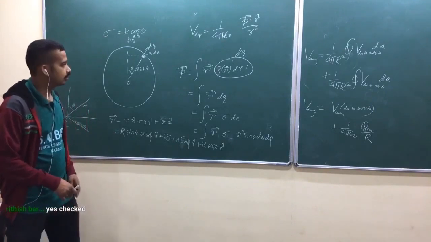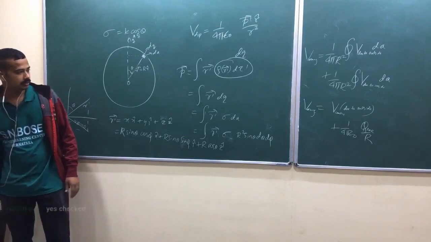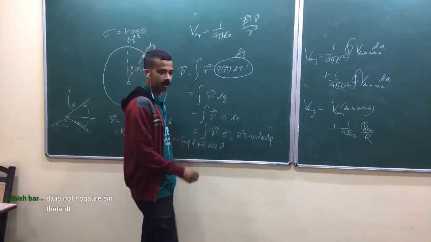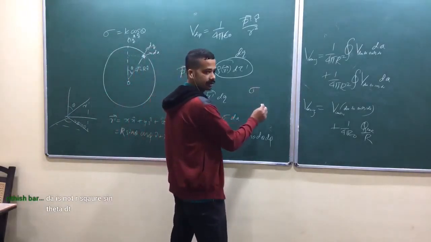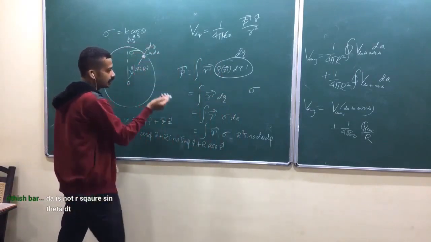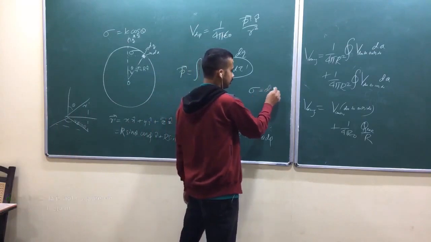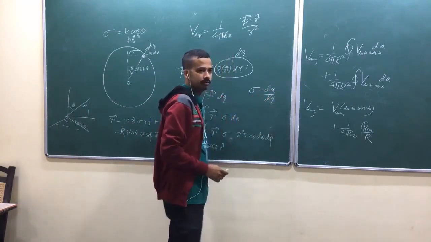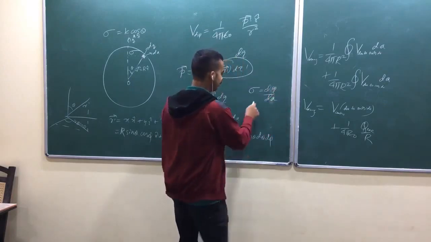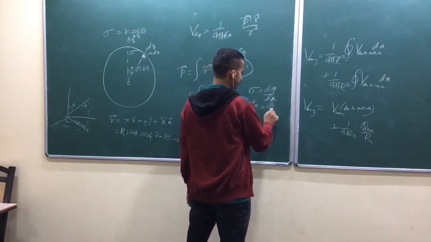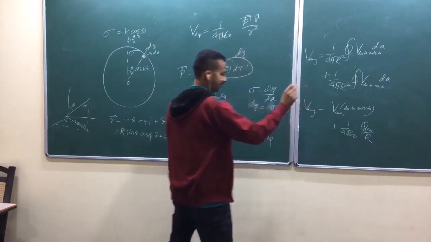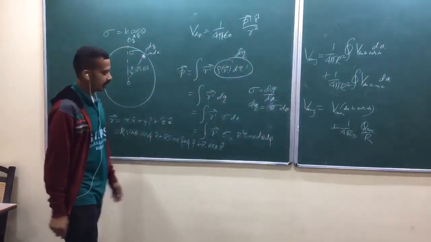Which one? Sigma is charge per unit area. I hope sigma is the surface charge density, isn't it? Surface charge density over this one, sigma. So what do you mean by surface charge density? dQ by dA, charge per unit area. Am I right? Now dQ can be written as sigma dA. Am I right? Now dA is r square sin theta d theta d phi.